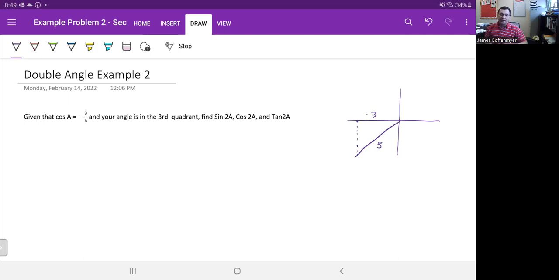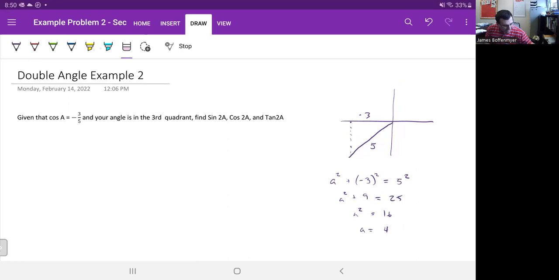To figure out the missing value, that vertical side, if you know little tips and tricks, you can go ahead and do that. For me, I don't trust tips and tricks. I just do it old school. I'm old fashioned, but as long as we get the same answer, that's all that matters. So we can do the Pythagorean theorem. That's a squared plus 9 equals 25. Subtract 9 on both sides. So your a is 4. Now, I said 4, but it's actually -4.